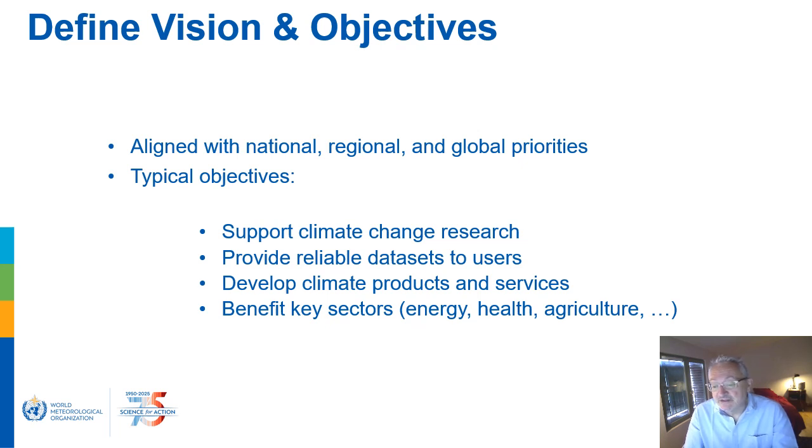For example, one Met service developed homogenized rainfall datasets to help the agriculture sector plan irrigation schedules over the last 50 years.